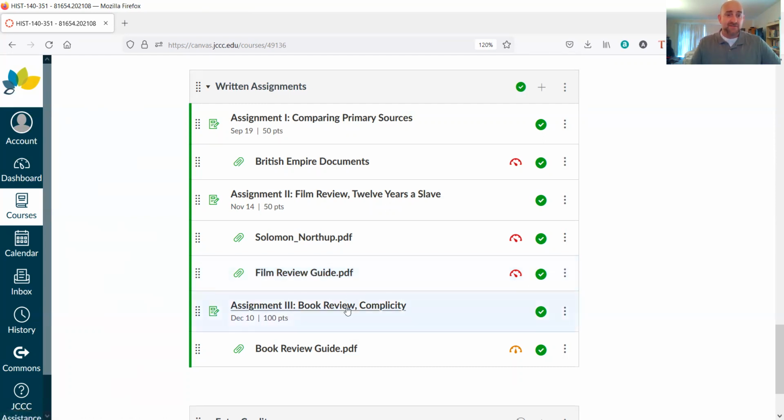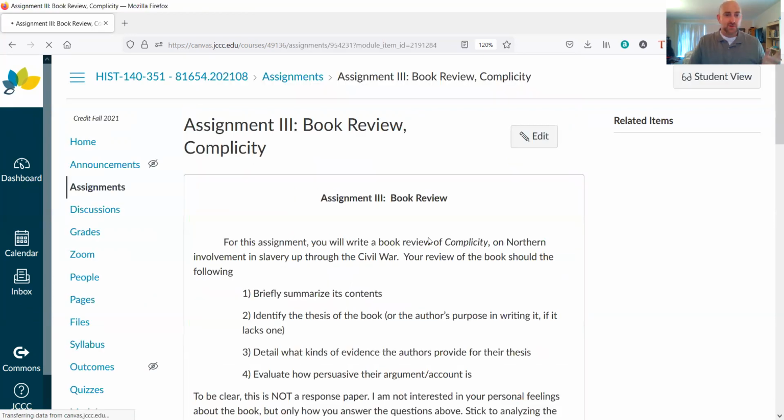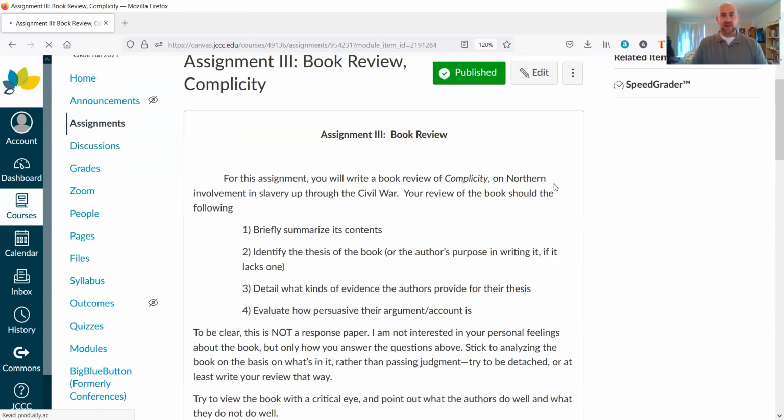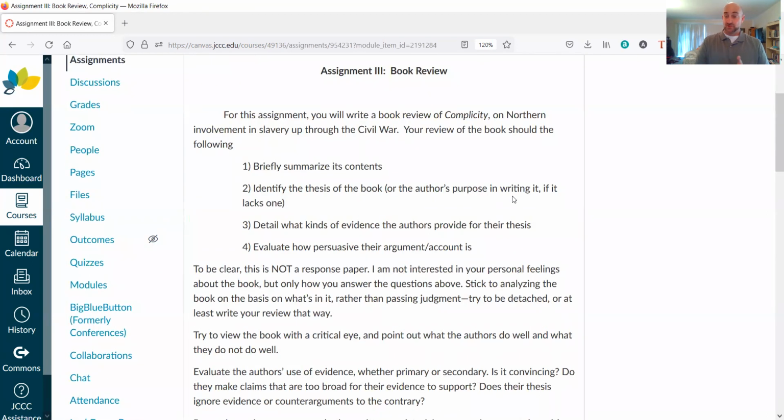And then finally, you have the book review of Complicity. You have four things to do here. First, the review should summarize its contents. And again, summarization isn't just listing a bunch of stuff. Summarize in general what's in it, maybe a few details, but briefly summarize its contents.